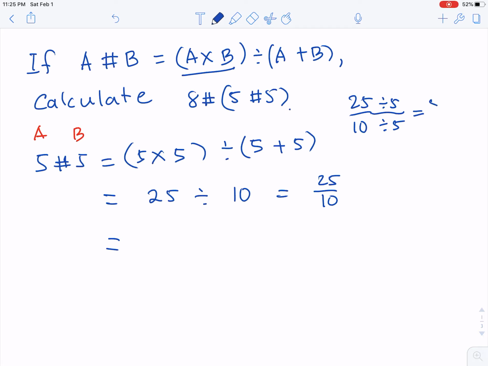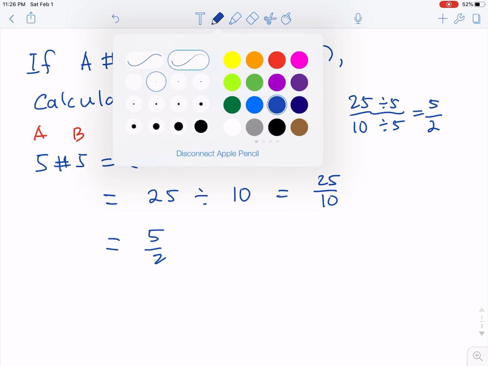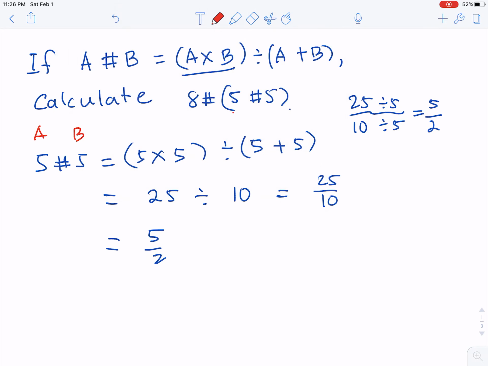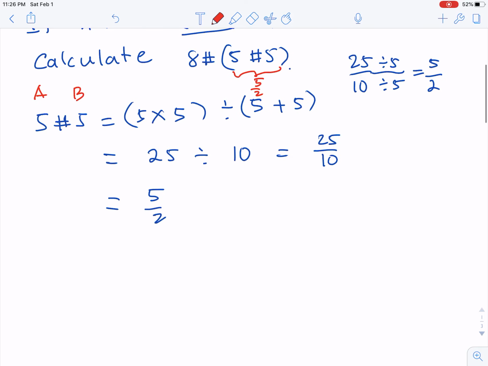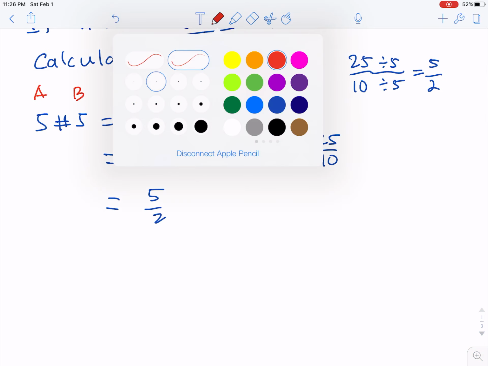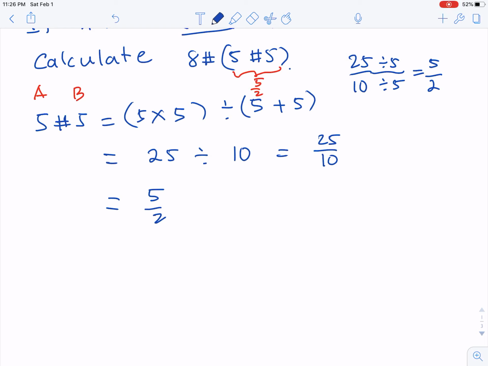So, magiging 5 halves, no? So, this is equal to 5 halves. So, meaning, itong 5 sharp 5 na ito ay 5 halves. Okay? So, ngayon, ano naman ang 8 sharp 5 halves? Yan ang may susolve natin. Hindi pa ito yung sagot, no? Now, 8, tapos sharp. Now, yung nasa loob ng parenthesis ay 5 halves. So, therefore, 5 halves na rin natin dito.